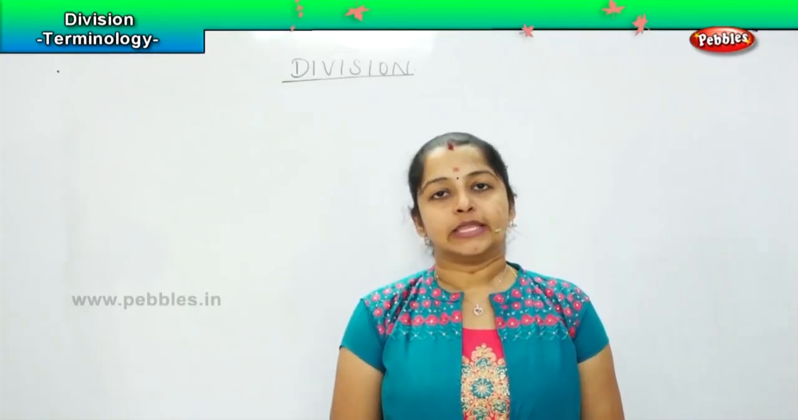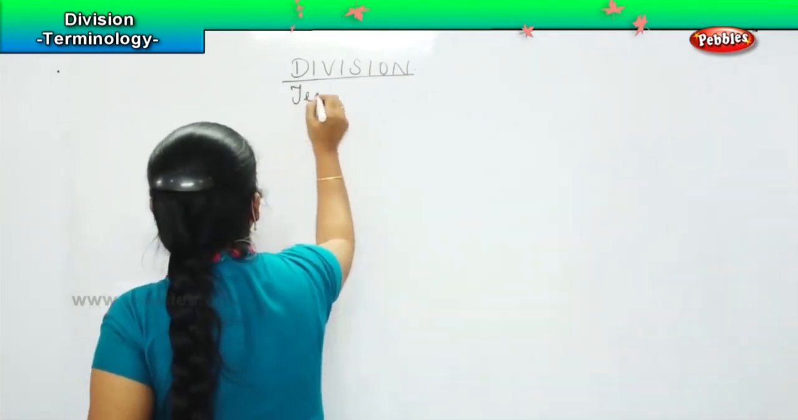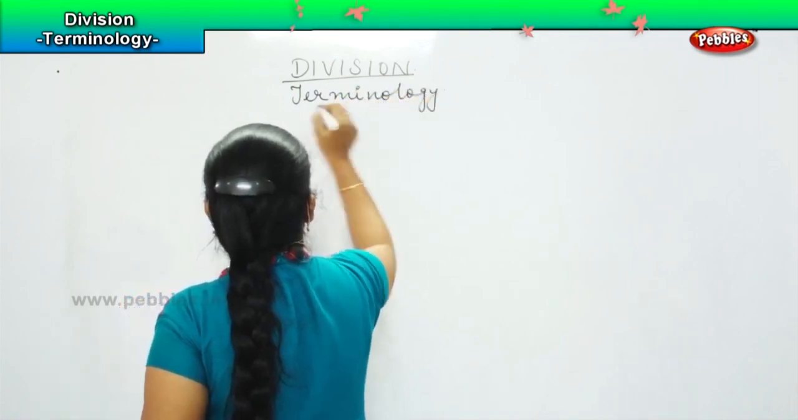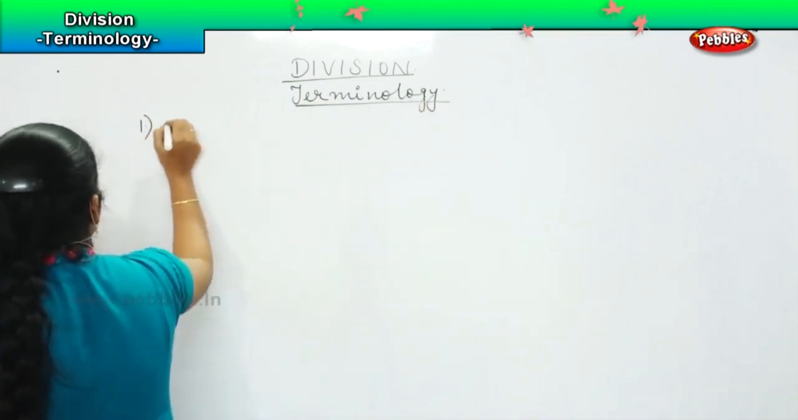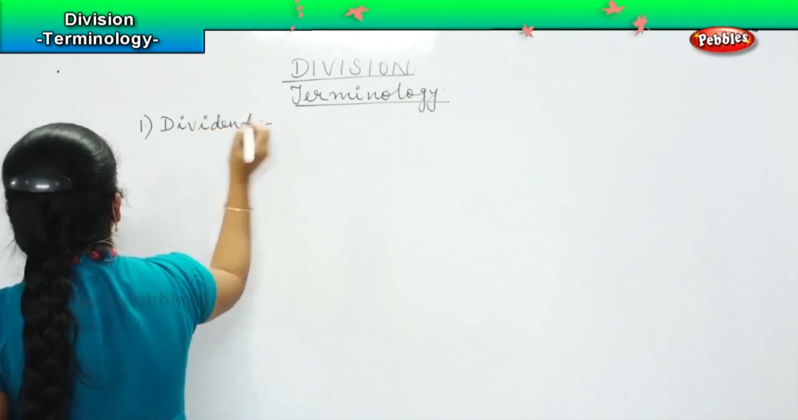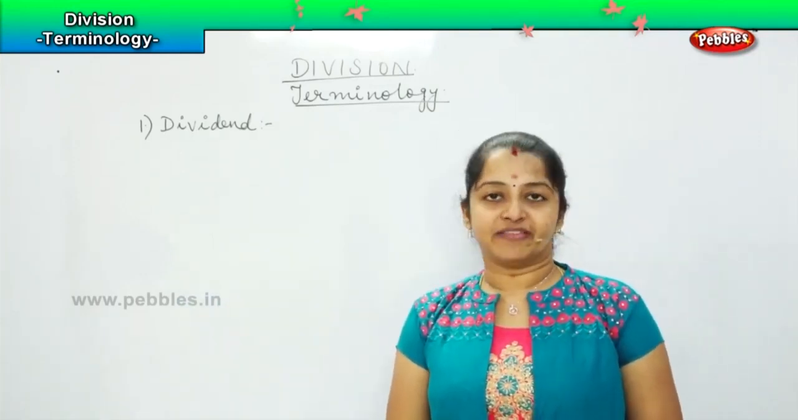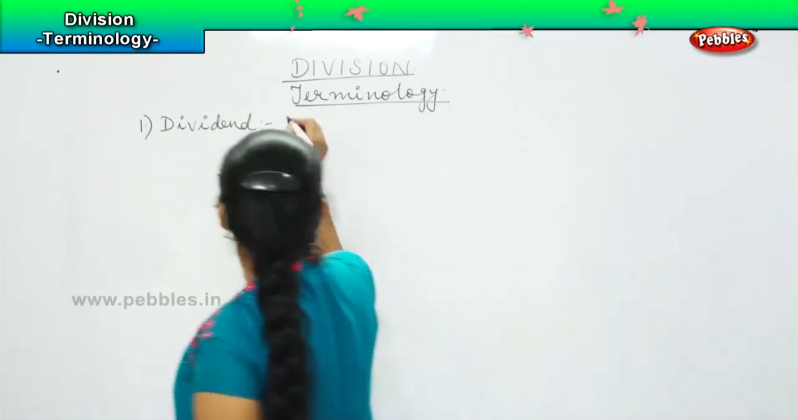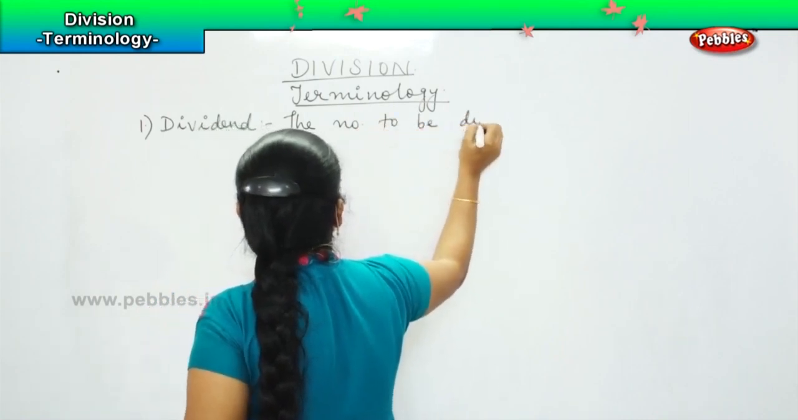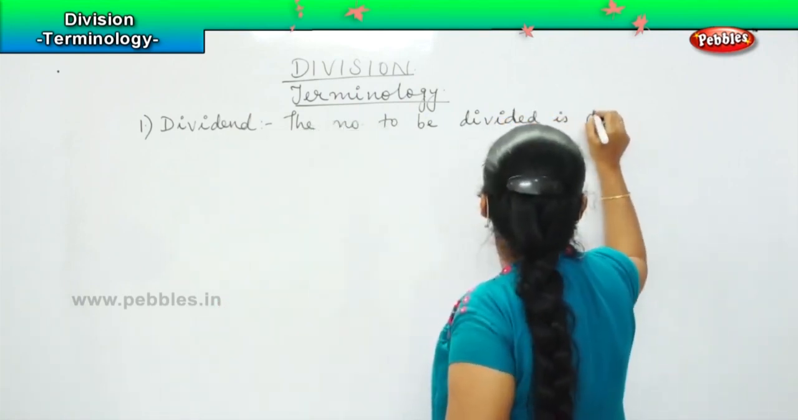Now I am going to teach you the basic terminology that we use in division. Okay. So your next topic is terminology. The very first term is called dividend. So what do you mean by dividend, children? The number to be divided is called the dividend. The number to be divided is dividend.